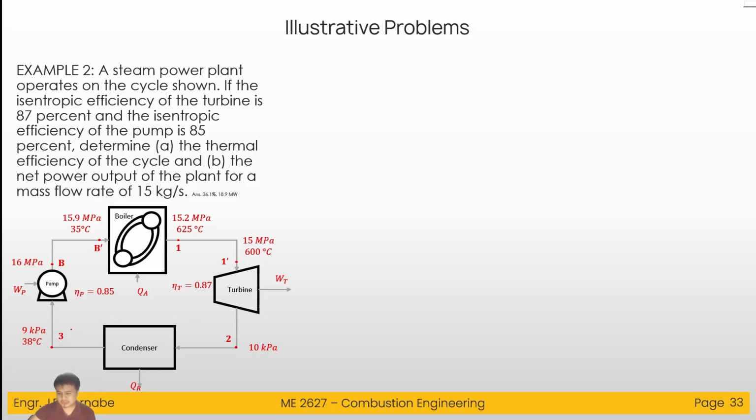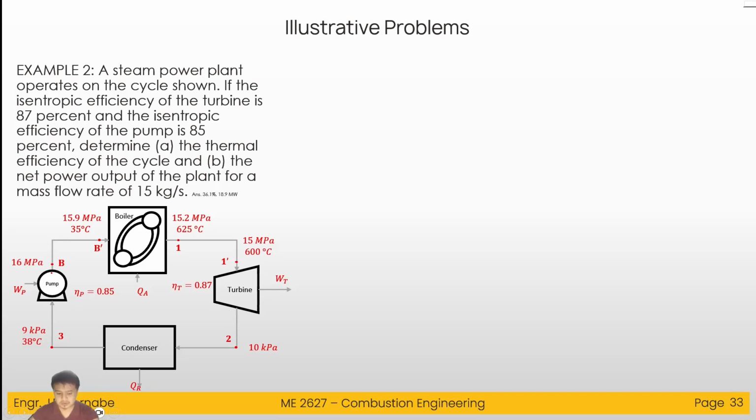So really important here. And then you have 9 kPa here. So there is also pressure loss from 4 to 3. And then 30 degrees Celsius, and then 16 megapascals here. And then 58.9 and 35 degrees Celsius. Okay, so how do you do this?